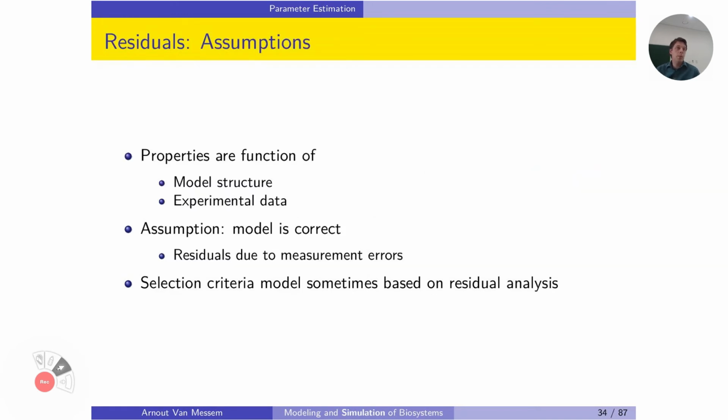So just as before, we will use the residuals to check the assumptions of the model. The properties of the residual are a function of the model structure on the one hand and the data that we have on the other hand. What we said before is we assume that the model is correct. So basically, there is no error in the model structure. We assume that mathematically this model is the correct model. And so if there are residuals, if there is a difference between the prediction and the observation, this is due to measurement errors. It's always due to the variation in the data. And so we say residuals will be due to the measurement errors in this case.